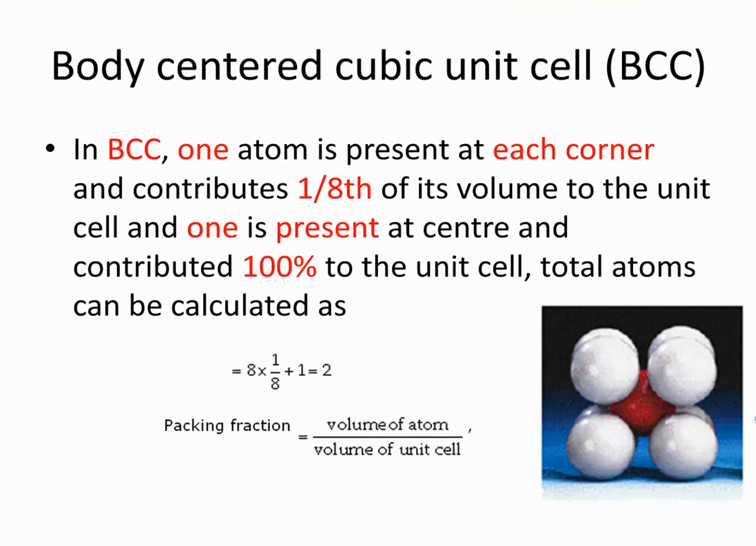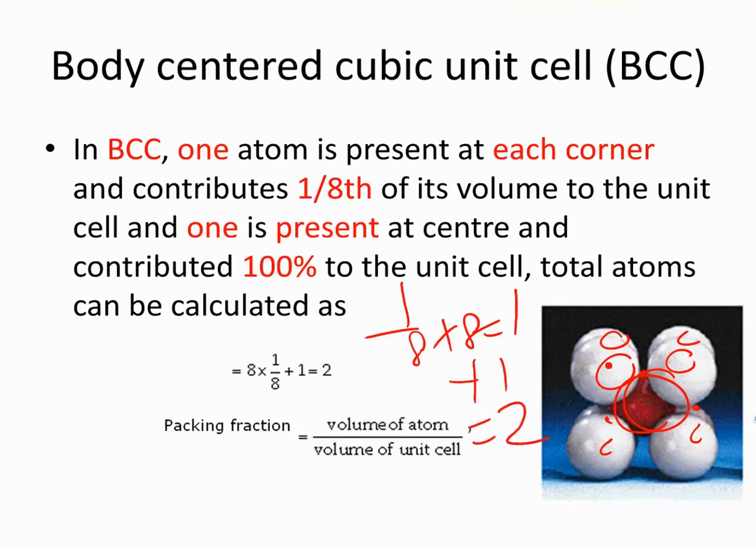So simple cubic is very easy. So now we want to proceed to the body center cubic. In body center cubic, one atom is present at each corner and contributes 1/8 of its volume to the unit cell, and one is present at the center, and therefore it contributes 100%, right? Just now I already mentioned the corner ones, all the white atoms, 1/8 times 8 equals 1, and then the center one contributes 100% to this unit cell, so plus 1 equals 2.